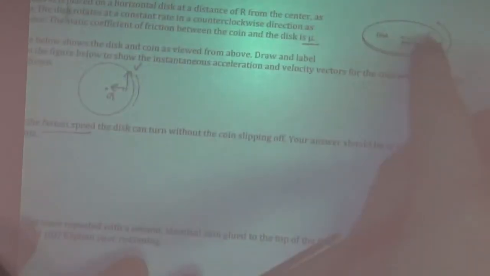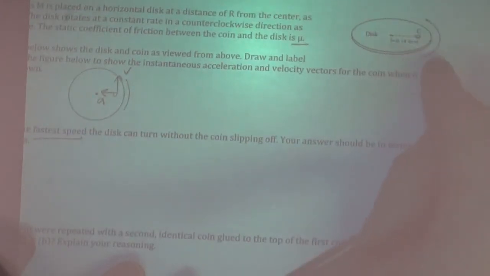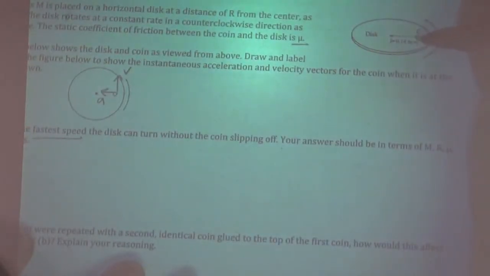So here we're talking about forces, so we're going to draw our free body diagram, because this is not our free body diagram. That's acceleration and velocity. If we look at it from this angle, the coin obviously feels a weight force, or a force of gravity, down, and then the disc is holding it up. That would be my normal force.